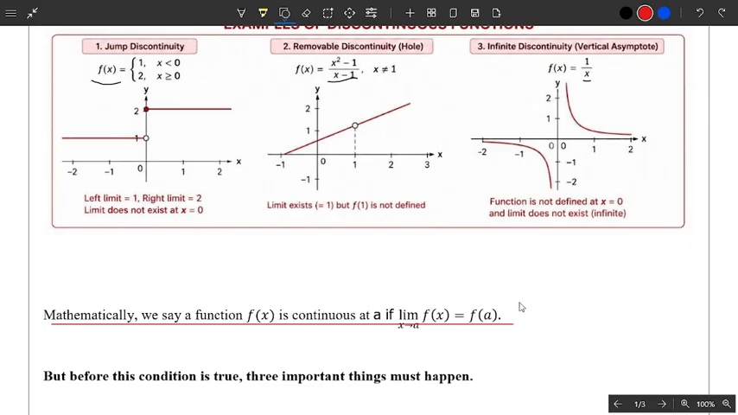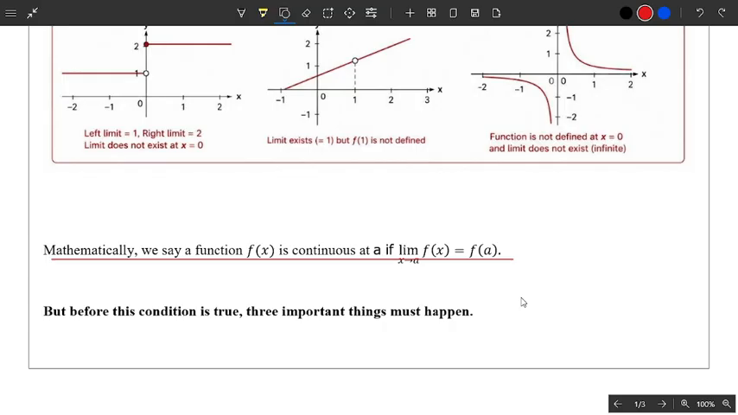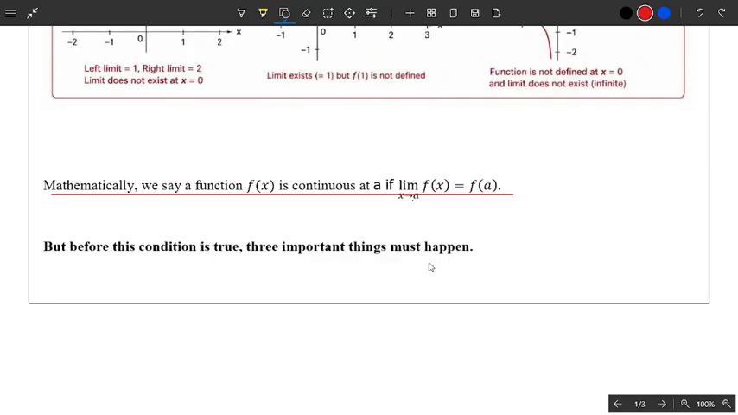What it means is that if I have a function, then to check that it is continuous at a given point, let's say a, when I take the limit as x approaches a, it should be equal to when I substitute a straight into the function. So when they are equal, we say that it is continuous at that point a. But before this condition is true, three important things must happen.